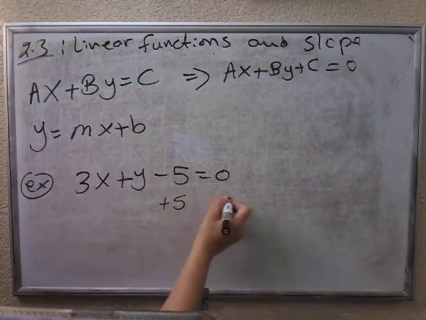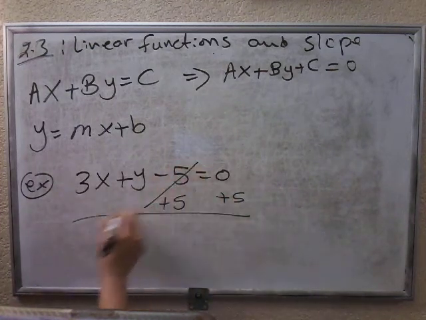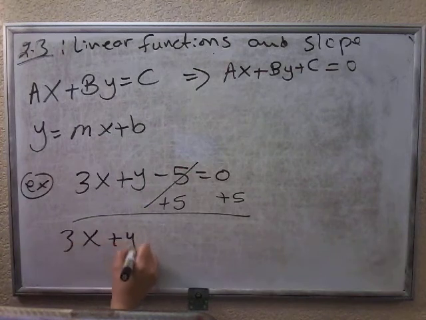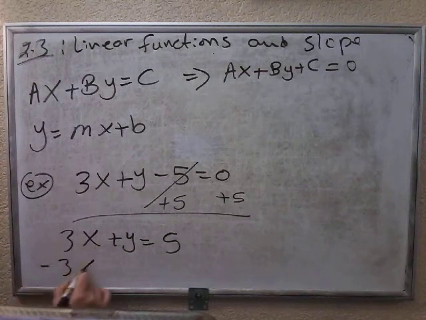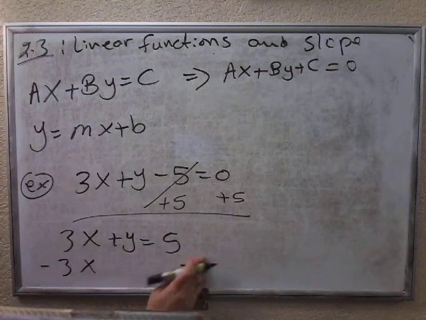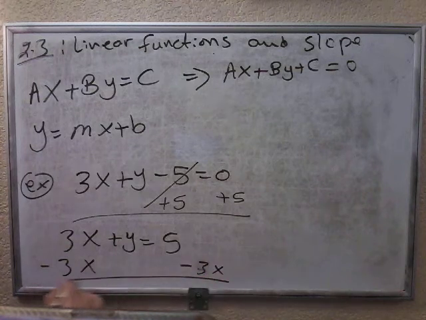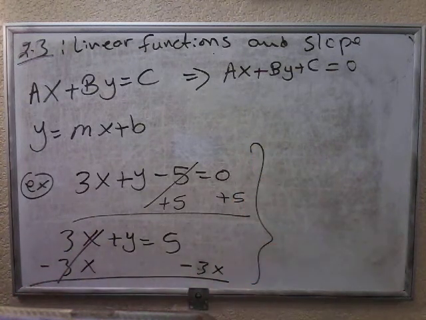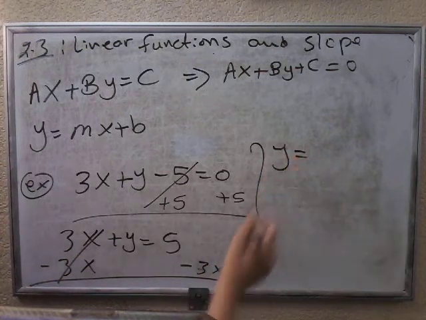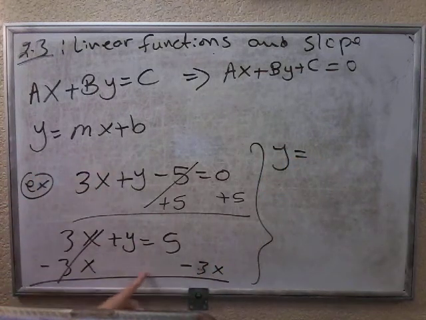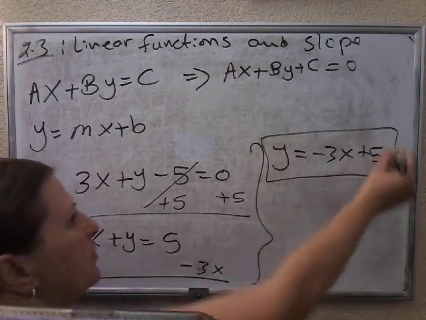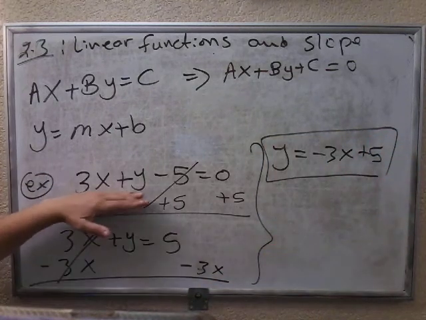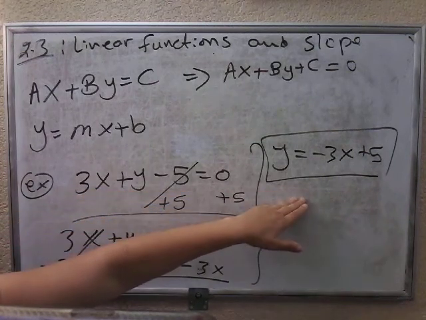First we're going to add the 5 to both sides. So we have 3x plus y equal 5. You don't have to. You could have got rid of the x first. And then we're going to get rid of the x such that y is by itself. So y equal, and x comes first. So I'm going to move this term to the front and then add my constant. So now I rewrote my equation from standard form back to the slope-intercept form.